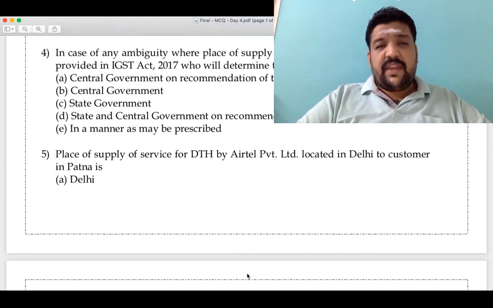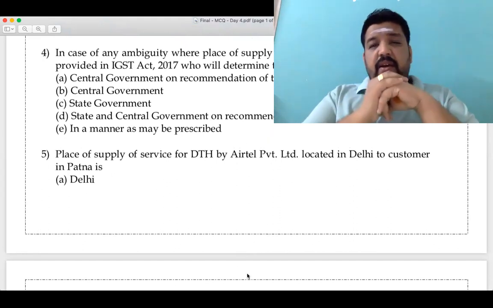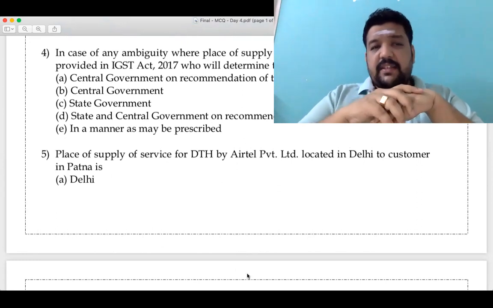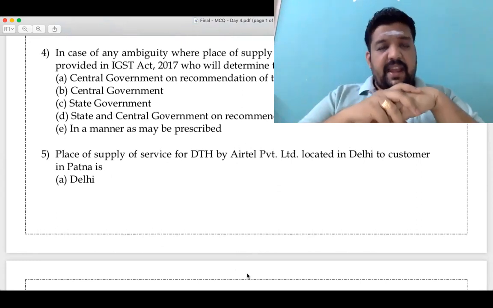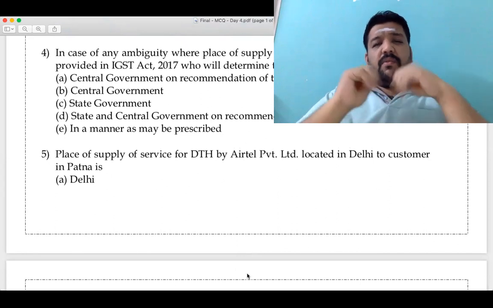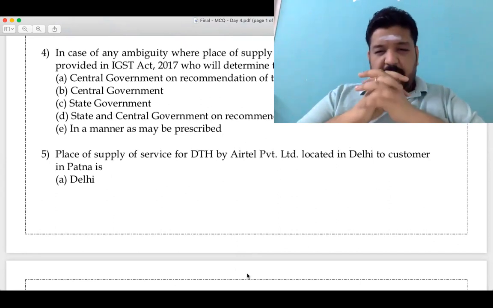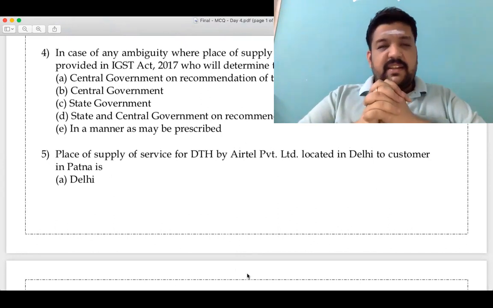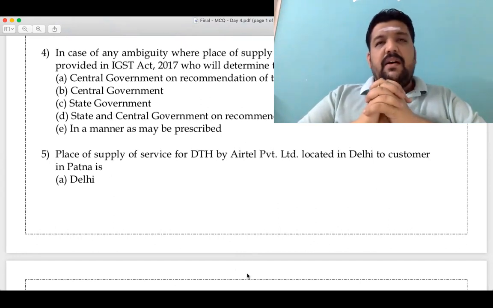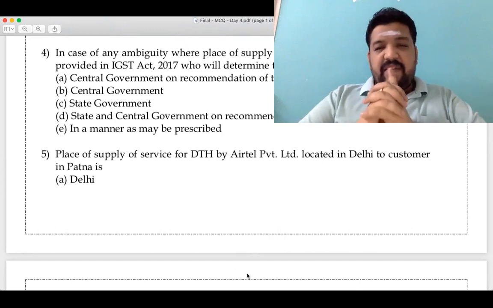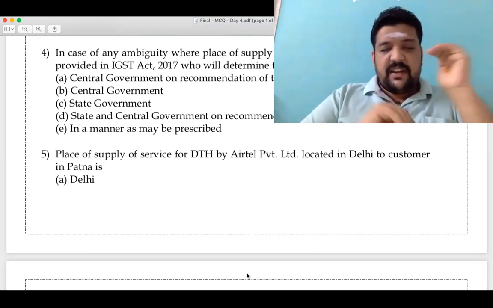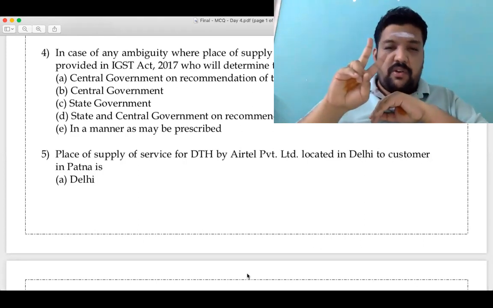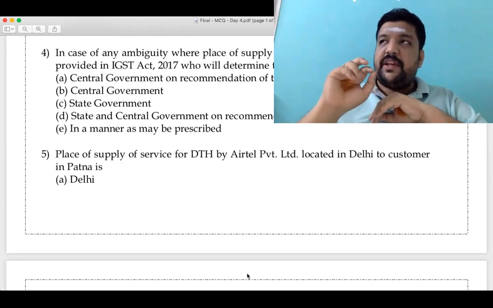In case of any ambiguity where place of supply of goods cannot be determined as provided in IGST Act, who will determine the place of supply? I'm not sure. First 3 questions will be tested in exam. I would definitely recommend from a final level, this is the question that will be tested in exam. This straightaway addresses you on 2 sections. Let me share it to you, that section.